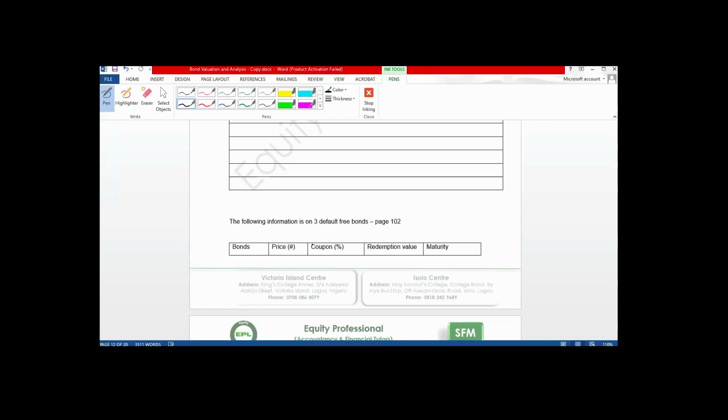Let's look at the next question, number 6. Still on page 102 and page 103. Now, this question, I'm not sure we can finish in 1 hour. But why am I taking this question? I want to use this question to explain how to calculate forward rates.